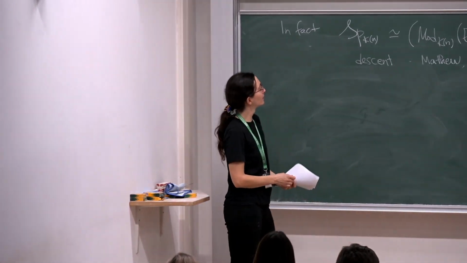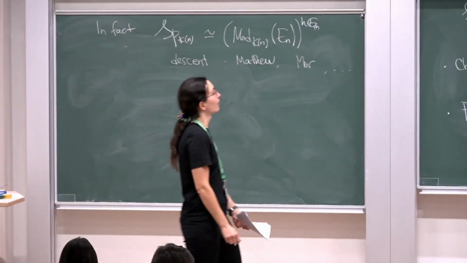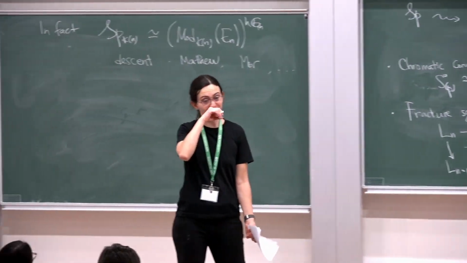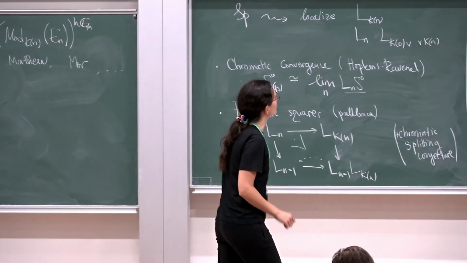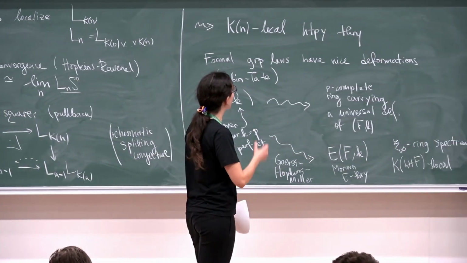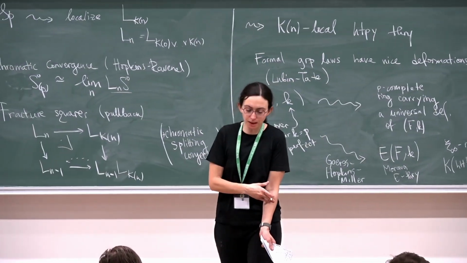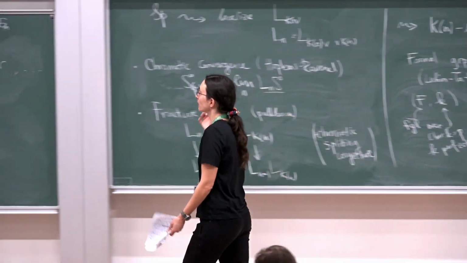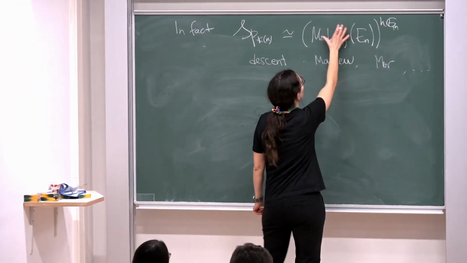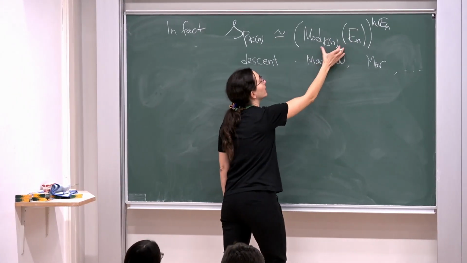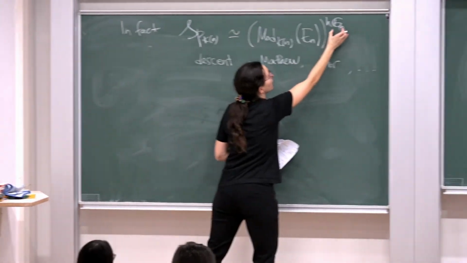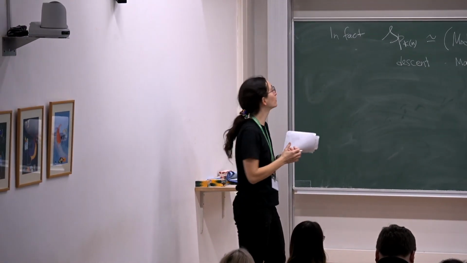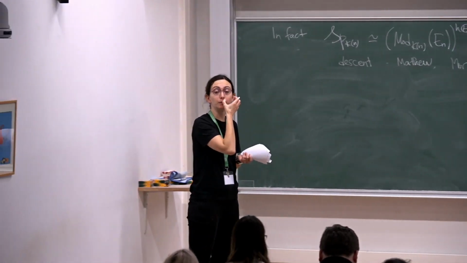see. Okay, so what have I done so far? I just said, okay, we want to understand spectra or the sphere spectrum. And we should do that by looking at Kn localizations. To study Kn local things, in fact, we should look at En modules with an action by the stabilizer group, and so we have to understand how we deal with taking homotopy fixed points.